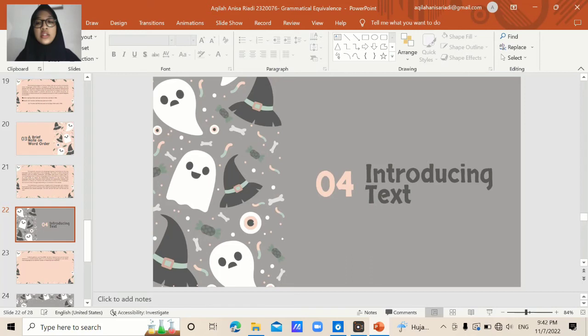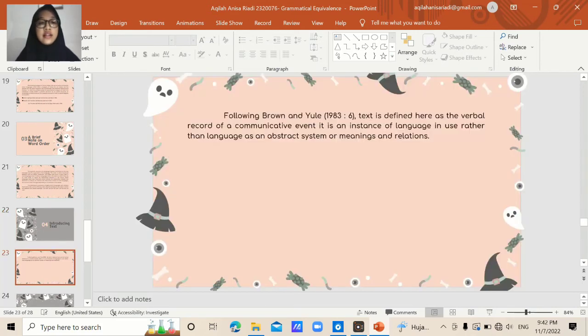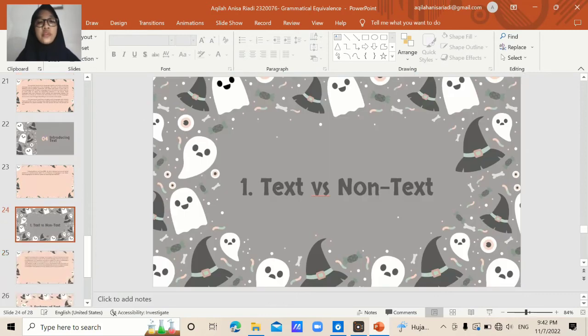Fourth, introducing text. Following Brown and Yule, text is defined as the verbal record of a communicated event. It is an instance of language in use rather than language as an abstract system of meanings and relations.